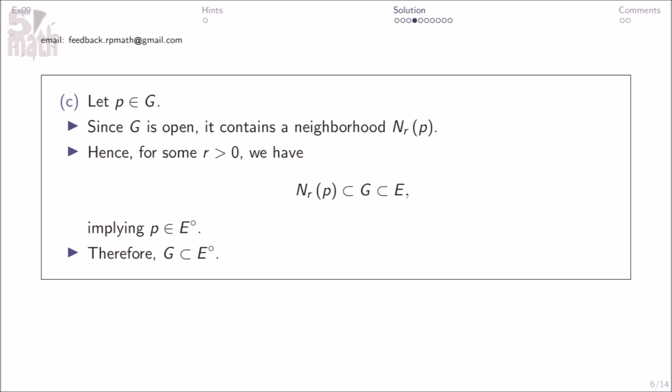C. Let P element of G. Since G is open, it contains a neighborhood NR of P. Hence, for some R greater than 0, we have this, implying P element of E suck. Therefore, G is subset of E suck.